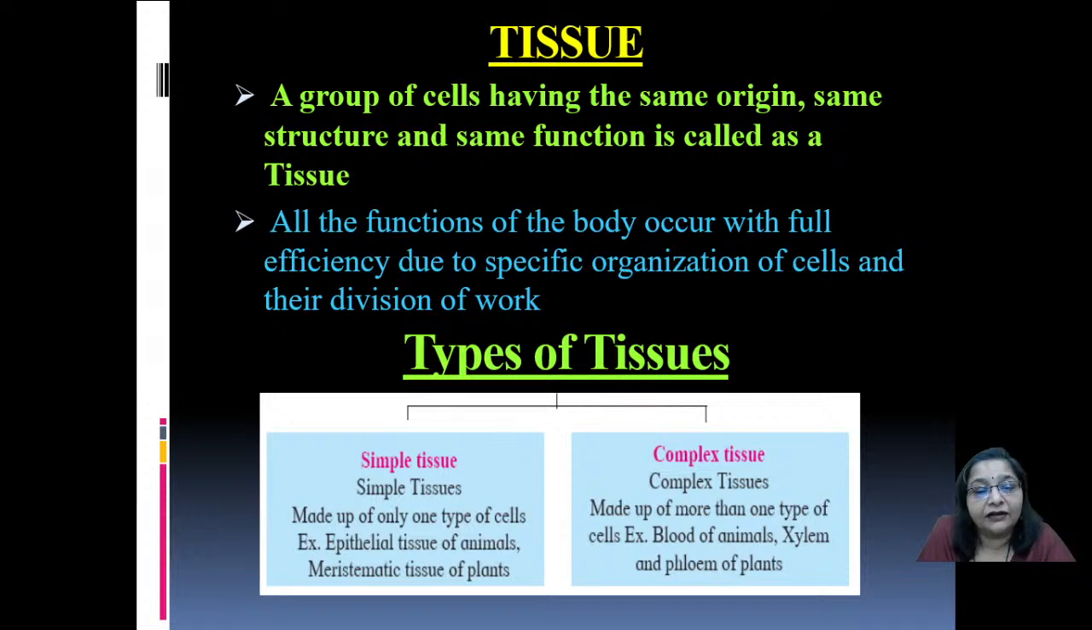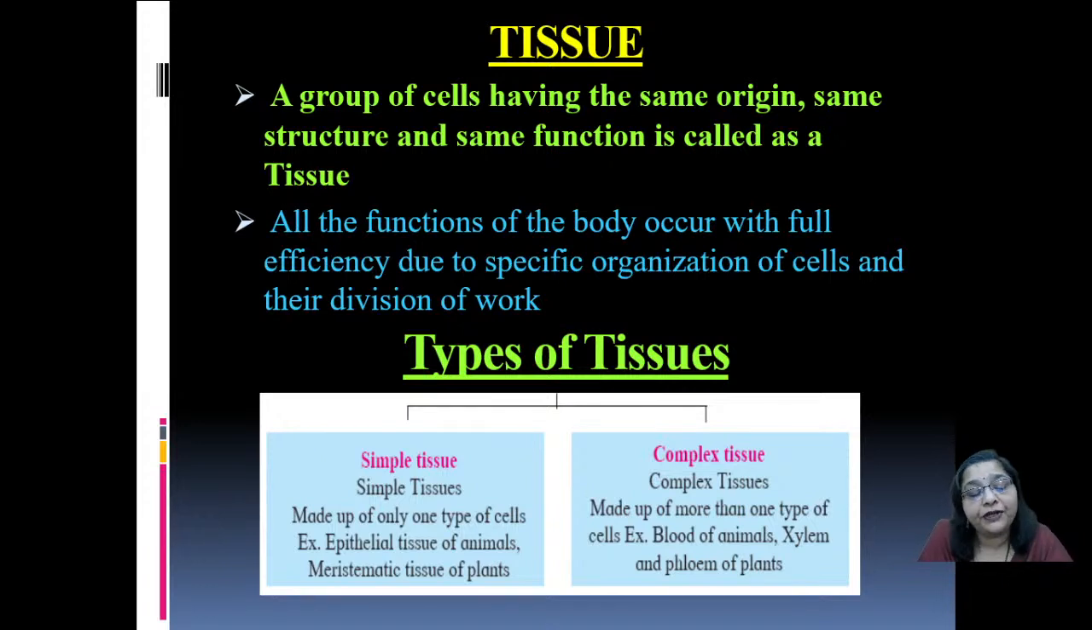So in the last session, we talked about tissue, a group of cells having the same origin, same structure, and same function is called a tissue, right? All the functions of the body occur with full efficiency only because of the specific organization of the cells and their division of labor, division of work, that is division of different functions. Okay, right.